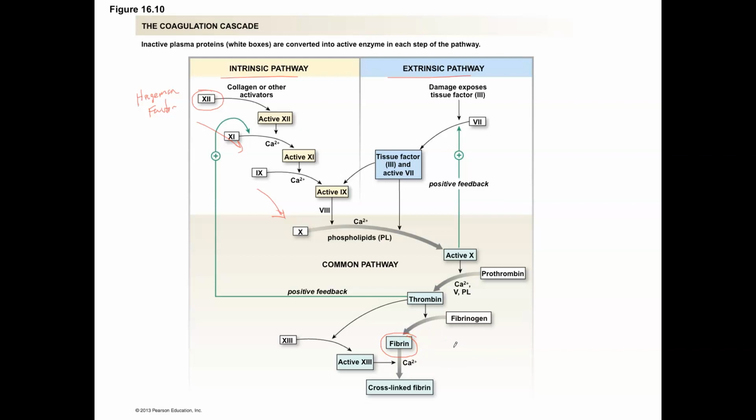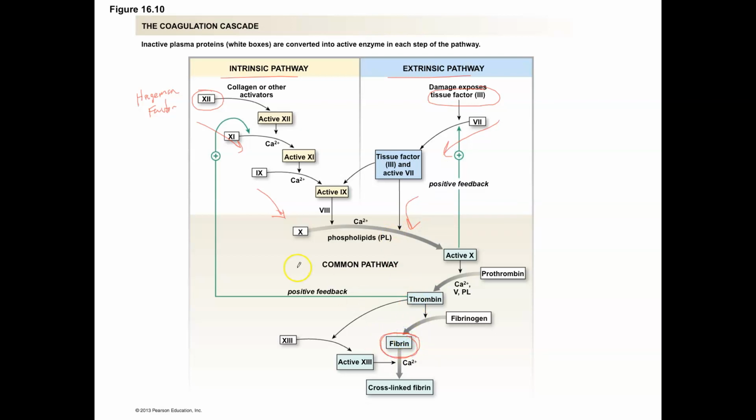But the extrinsic pathway also leads us to the production of fibrin. The extrinsic pathway begins with a chemical that starts essentially outside the plasma. And so we call this tissue factor, factor 3. It's also known as tissue thromboplastin. And if we follow this pathway, eventually you're going to get yourself all the way to fibrin again.